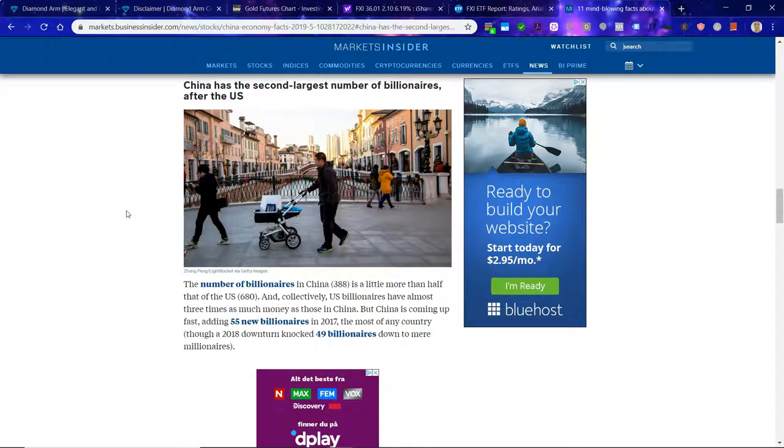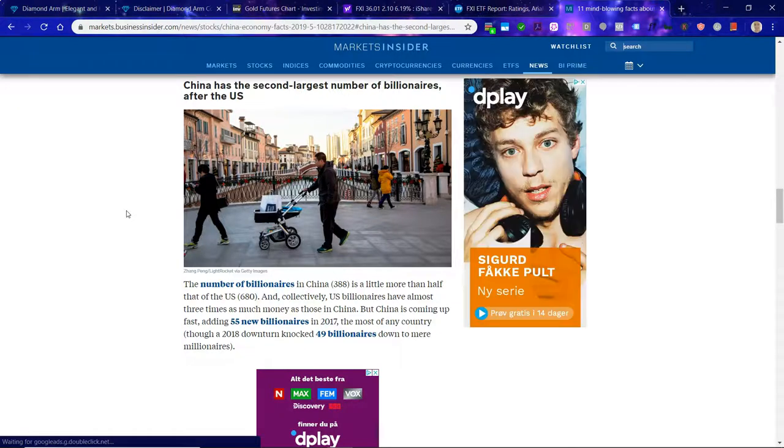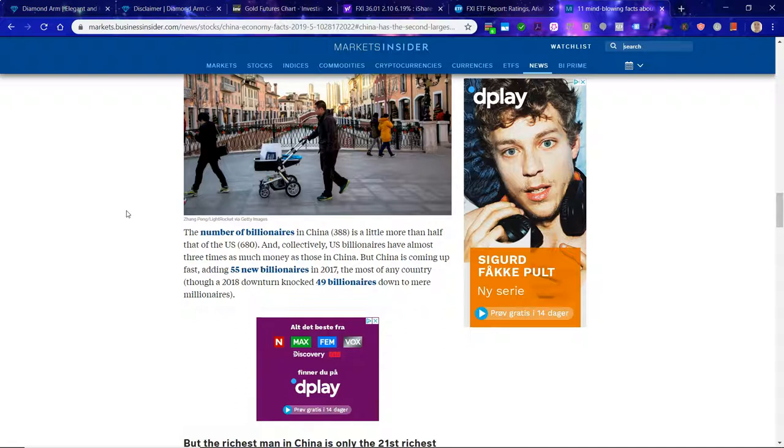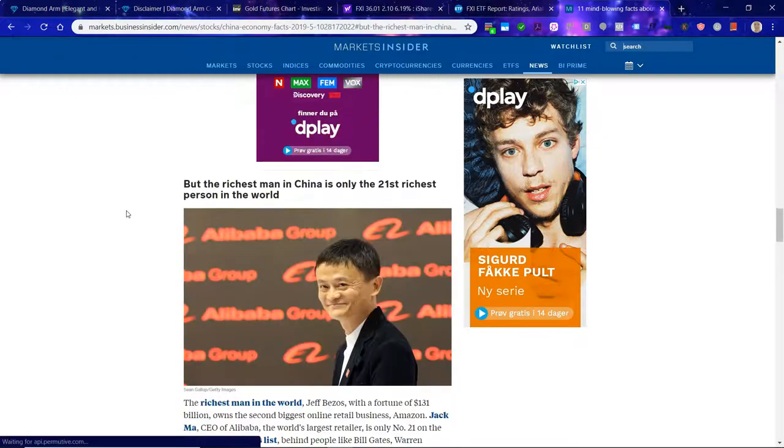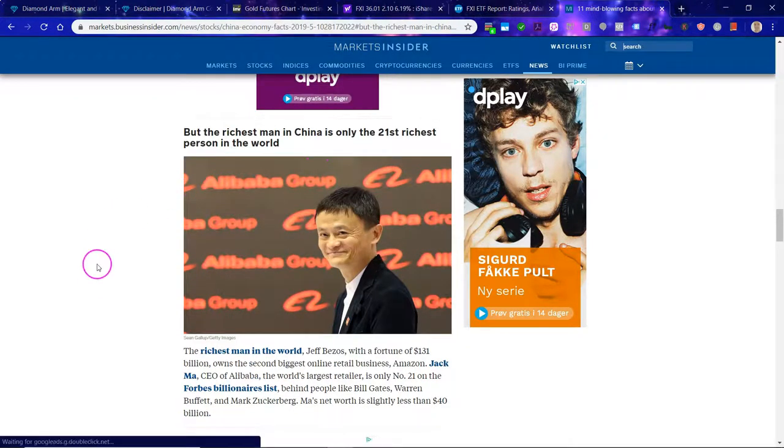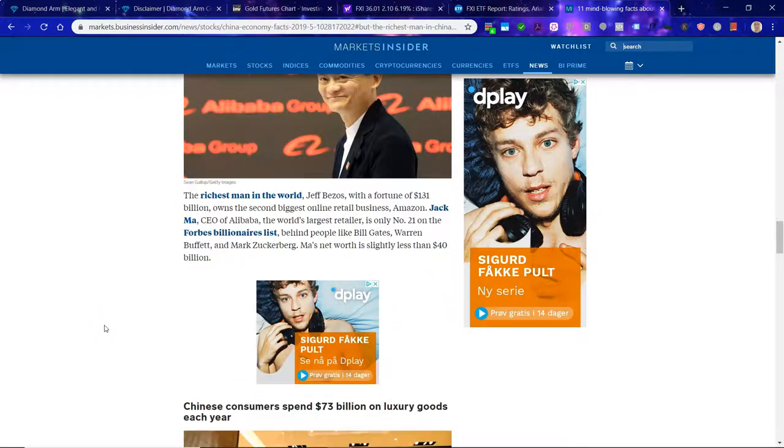Back in the day, it was more typically communist, in that the people in the administration were party loyalists, but now China has become much more of a technocracy. But the richest man in China is only the 21st richest person in the world, the CEO of Alibaba, Jack Ma.